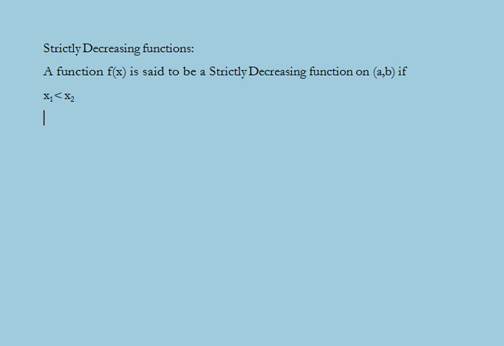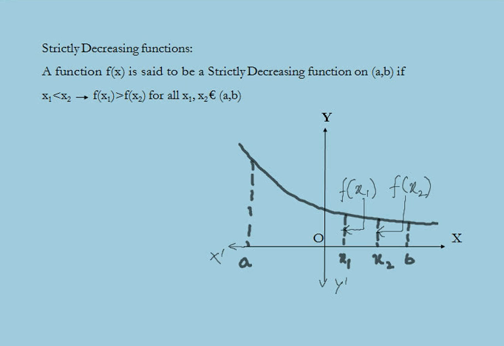Next we are going to consider a strictly decreasing function. A function f(x) is said to be strictly decreasing on interval (a, b) if x1 is less than x2 and f(x1) is greater than f(x2) for all x1, x2 belonging to interval (a, b). Thus f(x) is strictly decreasing on interval (a, b) if the values of f(x) decrease with an increase in the values of x. Graphically, it means that f(x) is decreasing on interval (a, b) if its graph moves down as x moves to the right. Thus, this graph represents a strictly decreasing function in the interval (a, b).